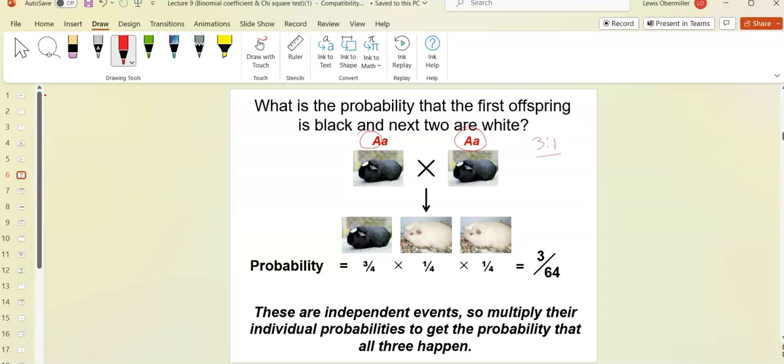So what's the probability that the first offspring is black and the next two are white? Well, this is an independent event, right? 3/4 of the time they're going to have a black offspring. So first offspring is black, probability is 3/4. Next offspring is white, that probability is 1/4. Then the one after that is also white, and that probability is 1/4. So we just multiply them together. 3 times 1 times 1 is 3. 4 times 4 times 4 is 64. So the probability is 3 out of 64. And if you're doing this on the test, you could simply divide 3 by 64. And let's see what I get.